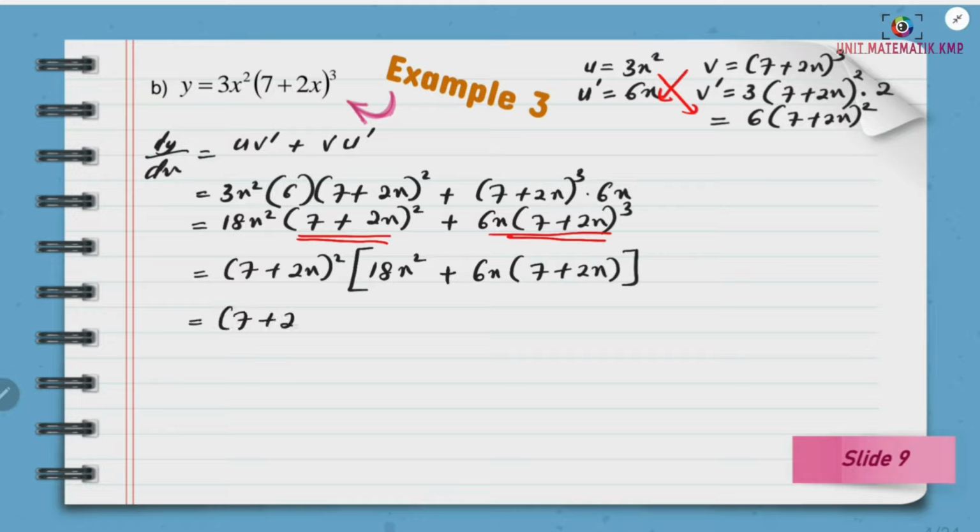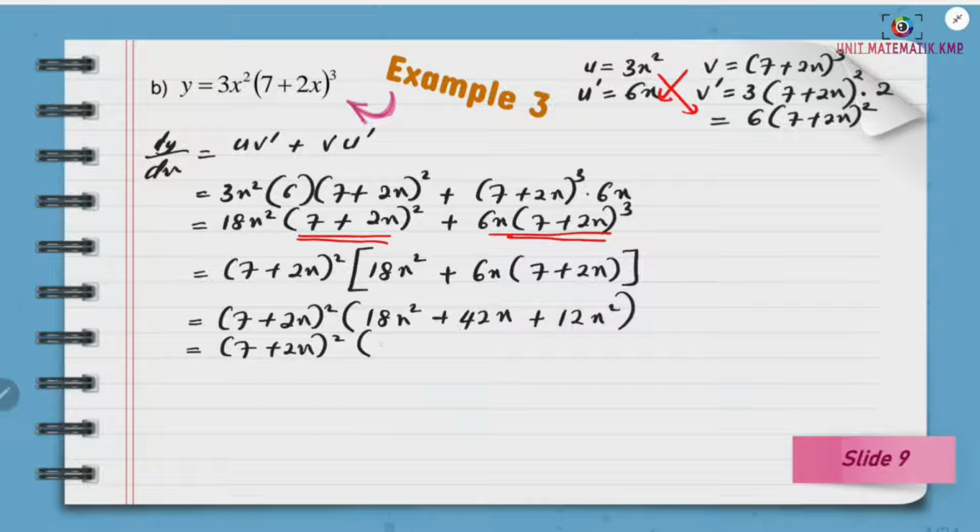We have (7 + 2x)² times 18x² plus 42x plus 12x². And then (7 + 2x)² times 30x² plus 42x. And we can factorize. We compare 30x² and 42x.